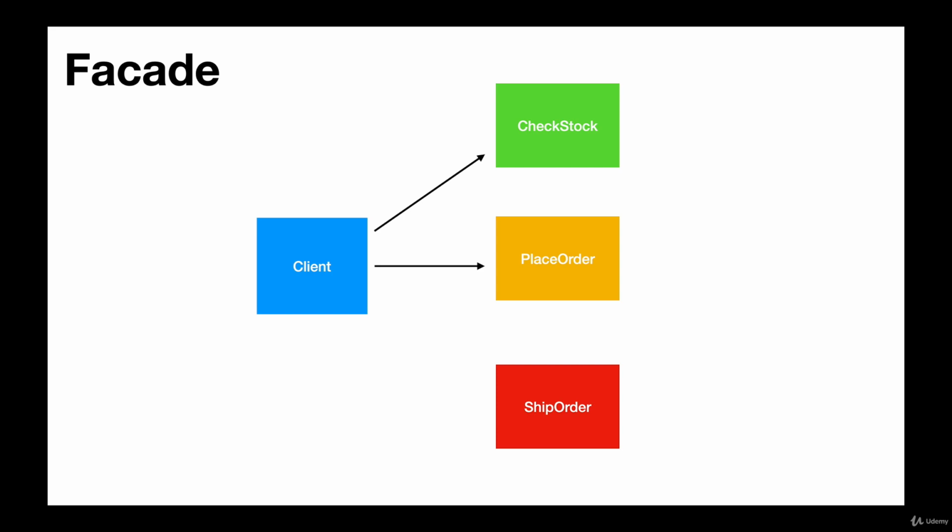In this section we will implement the facade pattern. The facade pattern makes a complex system easy to use for the client applications. For example, let's say we have three different classes or three different methods which handle checking the stock if a product is available in stock. The second class is responsible for placing the order if the stock is available, and the last class is where the shipping of the order itself is handled.